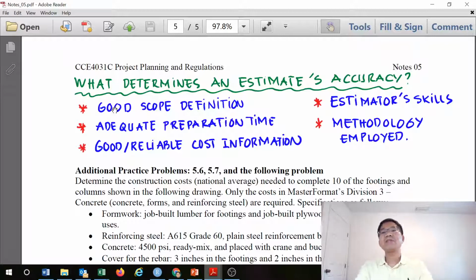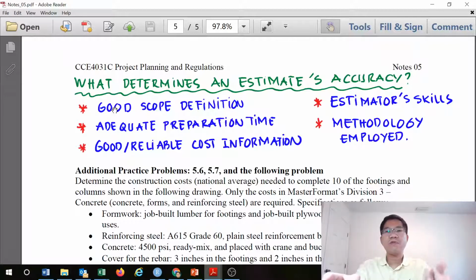And then the estimator skills. If we are careless, if we don't have knowledge of reading the drawings, knowledge to retrieve information and get the unit cost, then the estimate will not be accurate. So it has to be due diligence, and detail oriented sometimes for this type of work to ensure the accuracy of the estimate. And then the methodology employed.